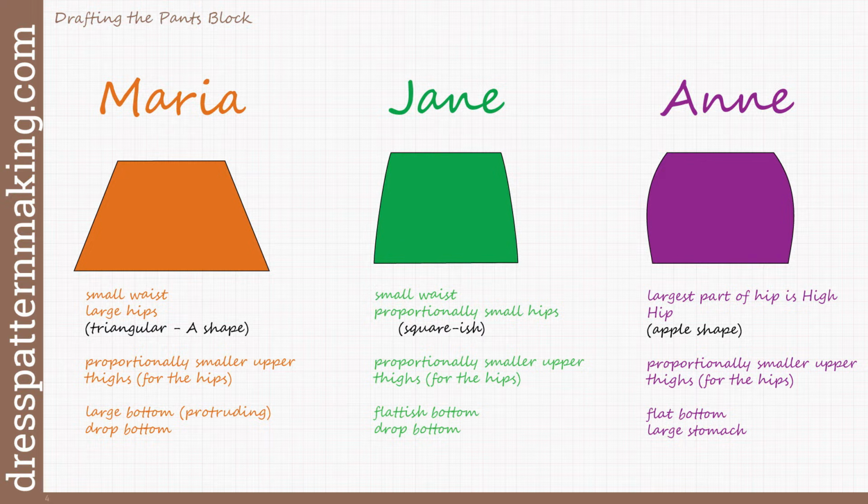The third figure is Anne. The widest part of Anne's hips is her high hip. So she has an apple shape, she has a large stomach, her thighs are still smaller than is usual for her hip size, and she has a flat bottom.